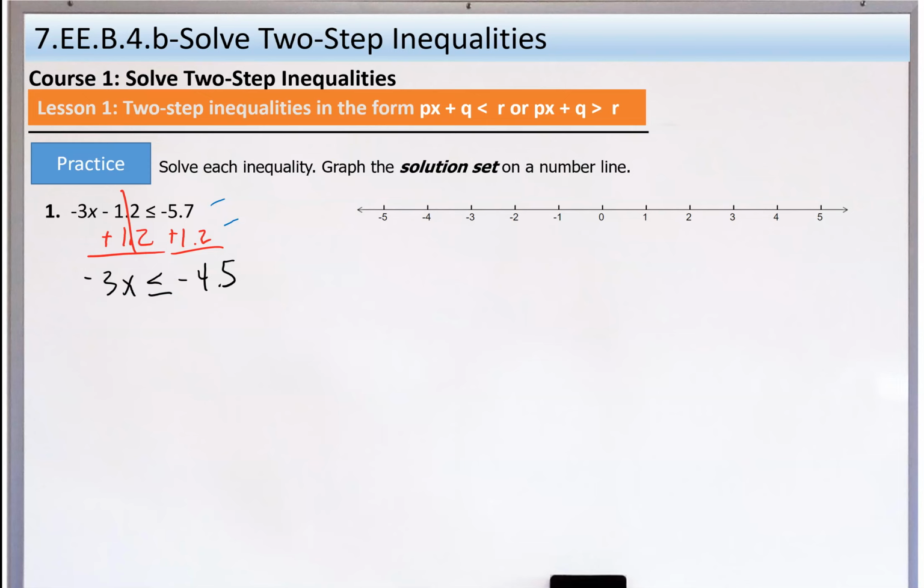So I have a negative 3 times some number x is less than or equal to negative 4 5/10. I'm dividing both sides by a negative number, which means that my sign has to switch. A negative divided by a negative is positive 1 5/10. 1 5/10 is about right there, halfway between 1 and 2. I'm at least that.